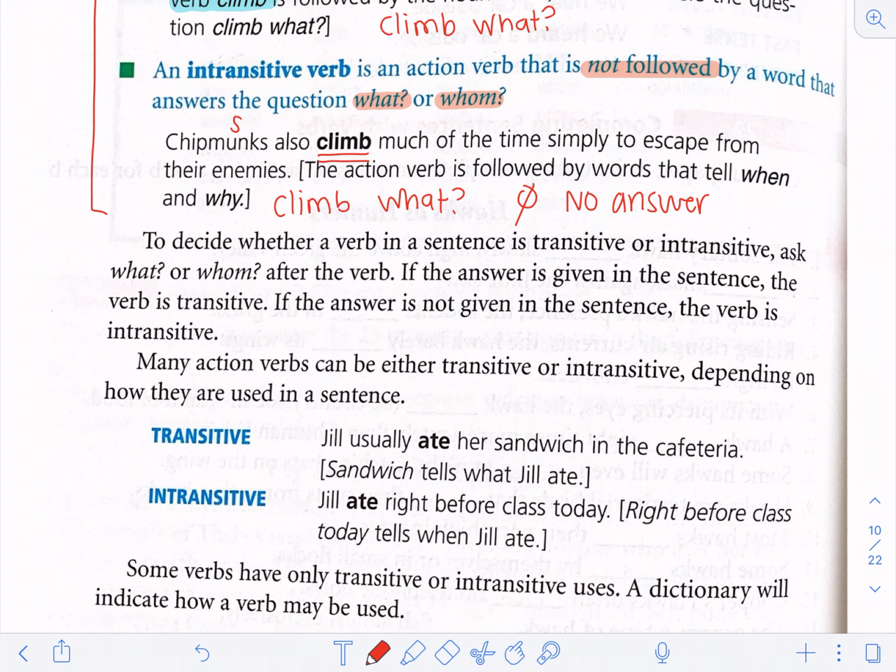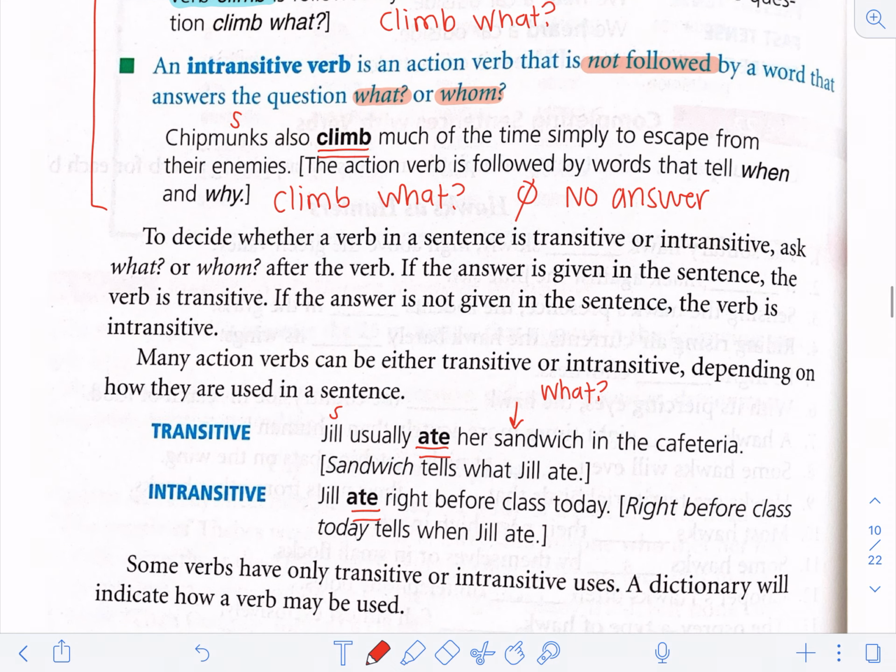So for example, Jill ate her sandwich in the cafeteria. This is our subject, Jill. Jill ate what? Her sandwich. So we know that it's transitive. Jill ate right before class today. Jill ate what? Can't answer it. So then we know that it's intransitive. Okay.